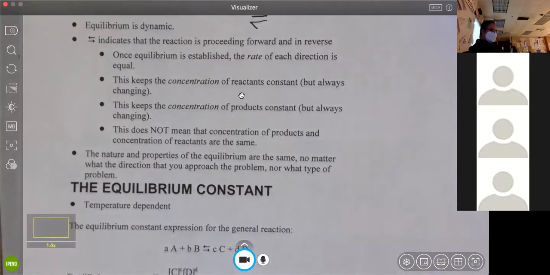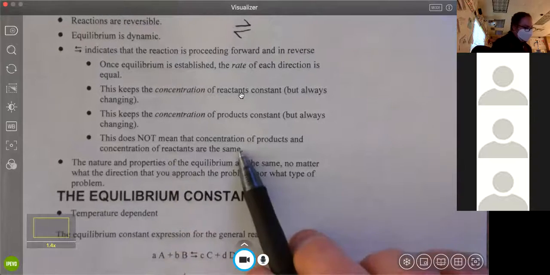Yeah? Are the concentrations equal to each other? Not necessarily. Not necessarily. So just keep that in mind.